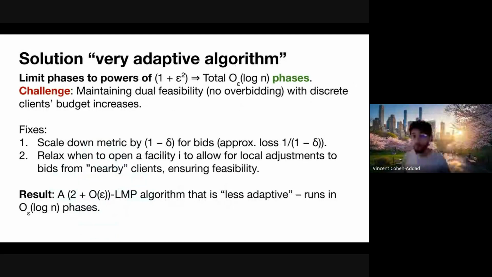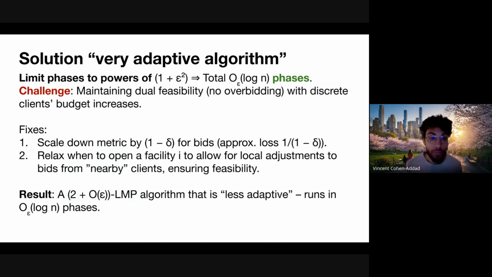So what we have is a very adaptive algorithm here, where we're going to have only log n phases, because we're going to increase the budget of the clients by a 1 plus epsilon factor each time, 1 plus epsilon squared. And that leads us to log n phases where we increase the clients' budget. Now we have a little bit of a challenge, because if you make this big bump, you may have some facilities that are overpaid, right? The facility was almost ready to be open, and now we bump all the clients. Now it's too much money, and then the analysis is not valid. We cannot do the dual fitting analysis that goes with it, because the dual will not be feasible.